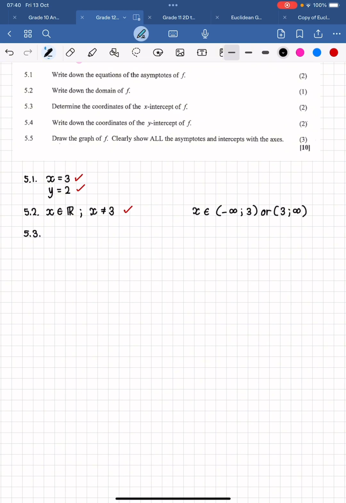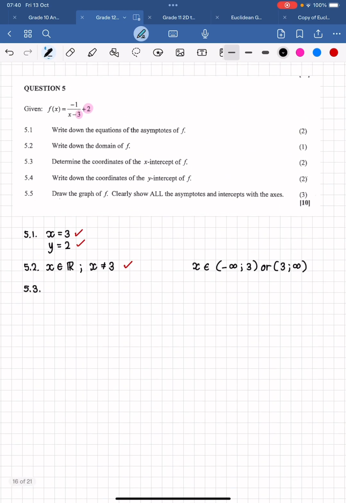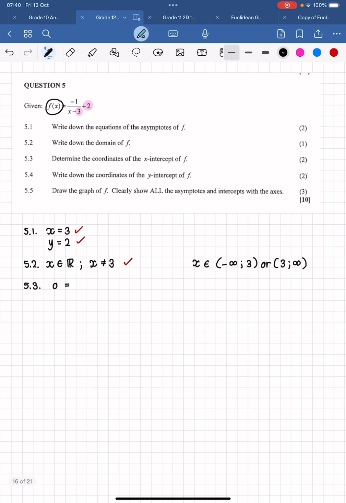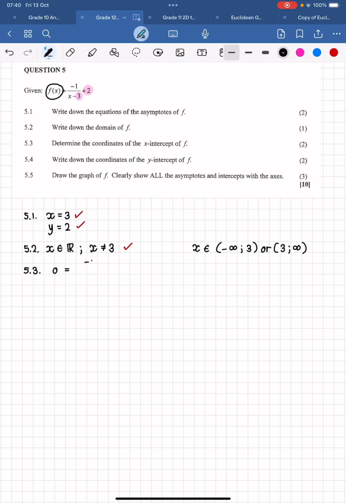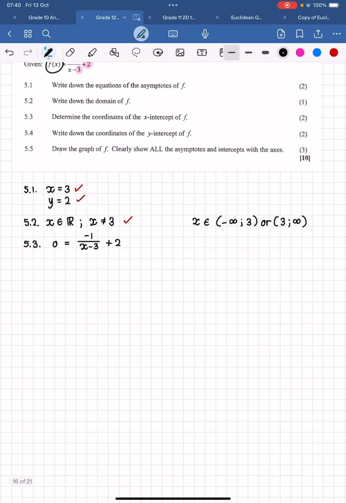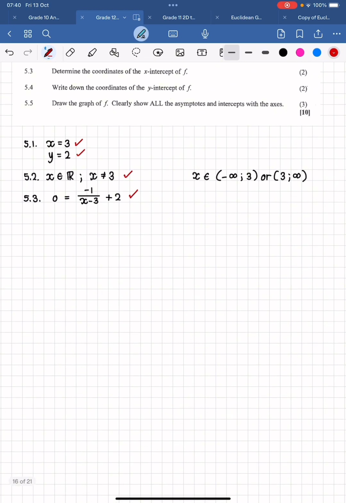All right, 5.3, determine the coordinates of the x-intercept. We all know that for an x-intercept, you have to make y equal to 0. So you are going to take your equation and make it equal to 0. So you're going to have 0 equal to negative 1 over x minus 3 plus 2. And guys, that is actually what you get the first mark for. So even if you mess up your calculations, you actually get a mark for making y equal to 0, right? Which hopefully you know, we do that for all graphs that we have.